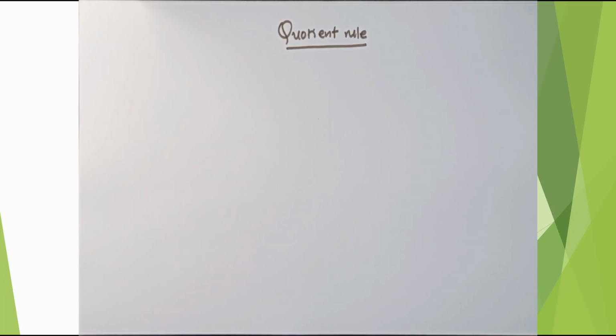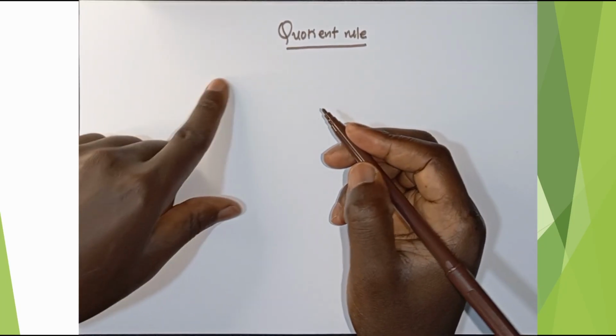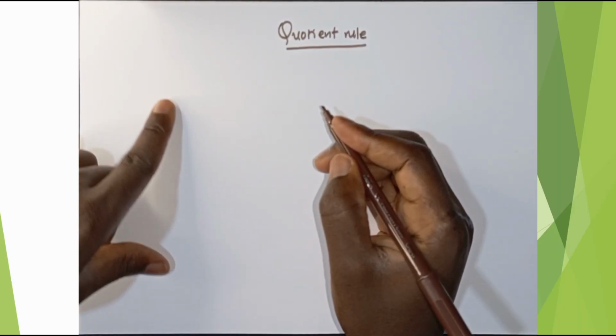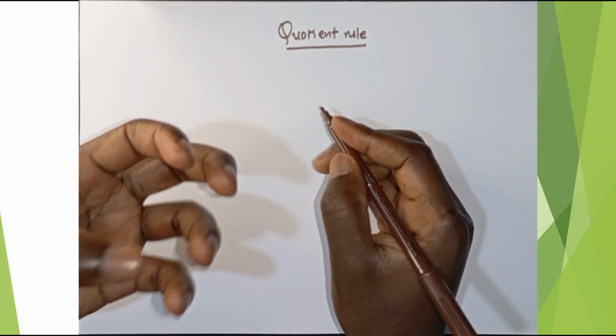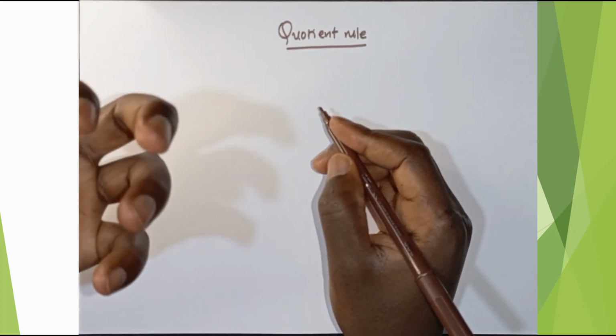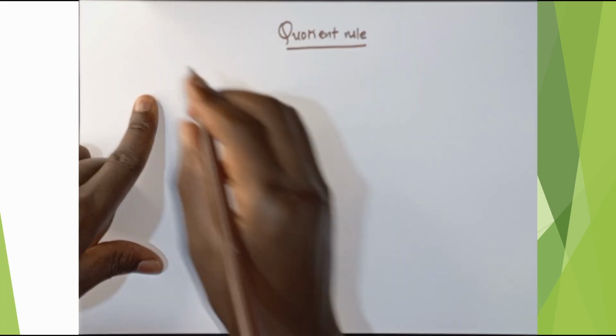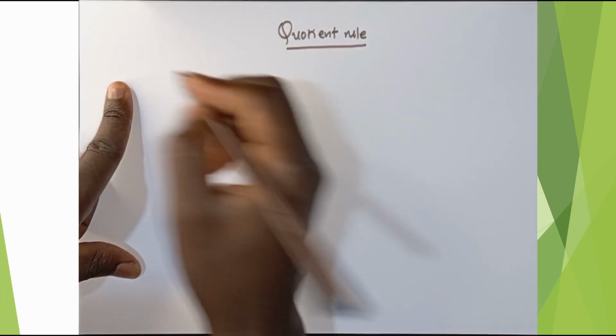In this video, we are going to talk about what the quotient rule is. The quotient rule says, and it came to solve, quotient means fraction. So it came to solve functions that are in fraction form. For example, where did it come from?